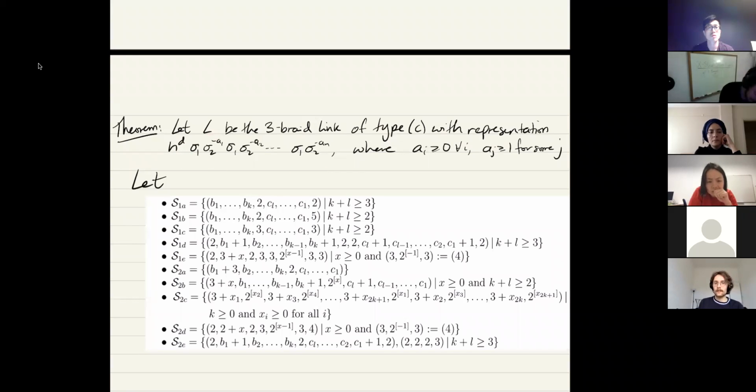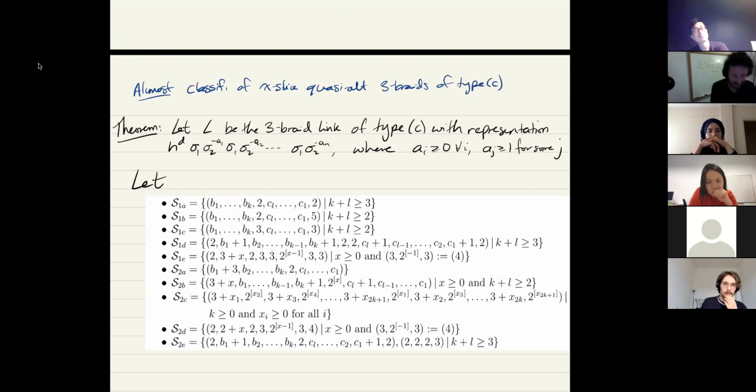And what I'm going to say about this theorem is this is the takeaway. This is an almost classification of chi-slice quasi-alternating 3-braids of type C. So that's what this is getting at. In the first 2 cases, I was able to say exactly what happens concretely pretty easily. Here, we get pretty close, but there's some interesting stuff that happens that we're still thinking about.